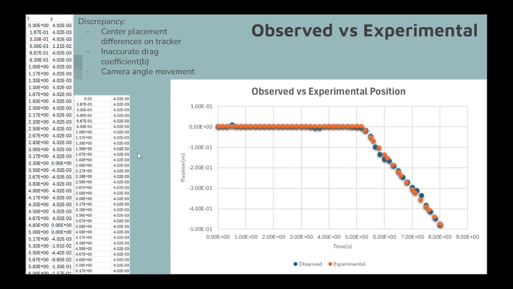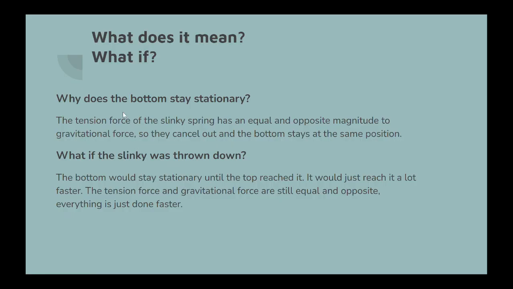So they are the same, and so we do have drag, and the bottom of the slinky will not fall until the top reaches it. So what does it mean? Why does the bottom of the slinky stay stationary? The tension force of the slinky spring has an equal and opposite magnitude to the gravitational force. The tension is pointing in the positive y direction, and gravity is in the negative y direction, and they're exactly the same. They cancel each other out until the top reaches the bottom, because that's when there's no more tension force, and so now it's just gravity, and it'll go all the way down.